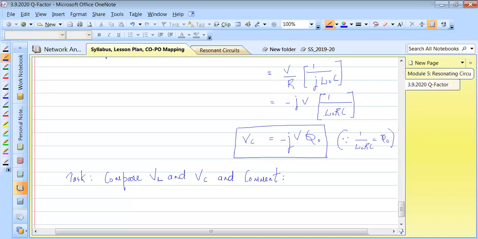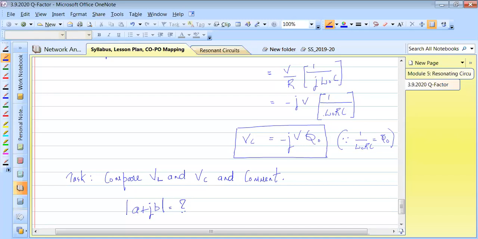Now, if you have to explain keeping the magnitude and phase in consideration, how would you do that? You know how to obtain the magnitude of a complex number? Suppose you have a complex number like A plus JB. What is the magnitude of this complex number? Square root of A square plus B square.